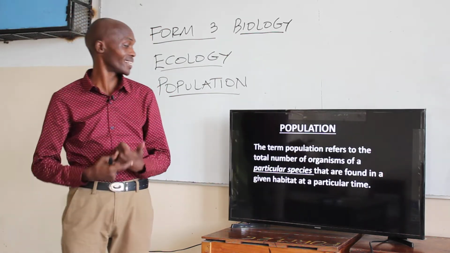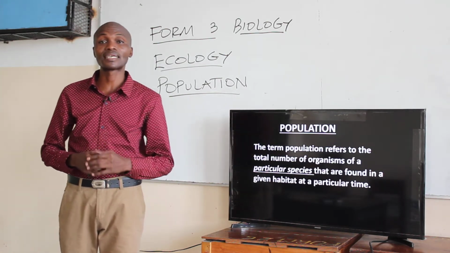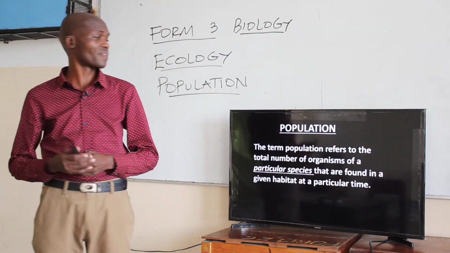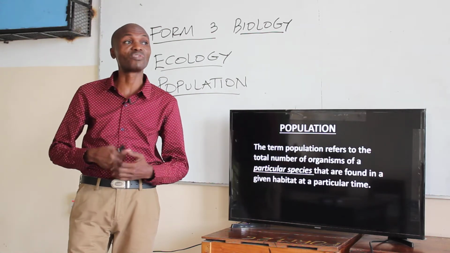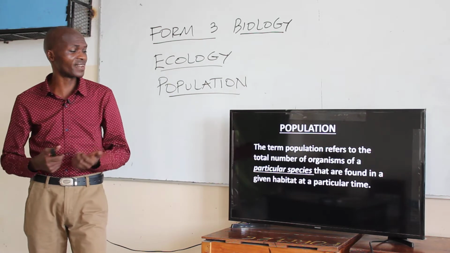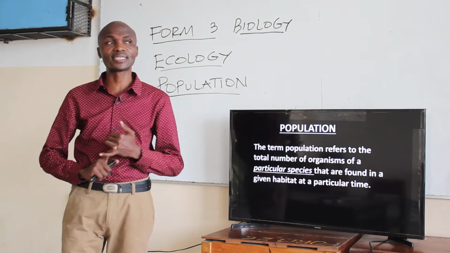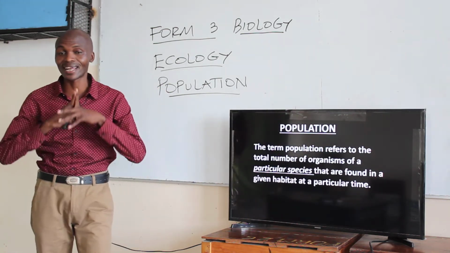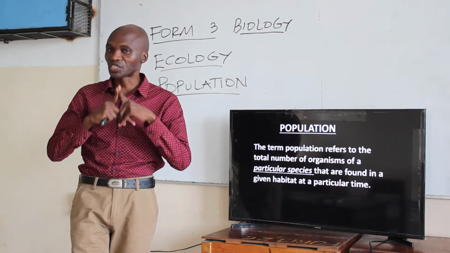We need to define the term population. We defined this term previously under the terms that are normally used in ecology. So we define population as the total number of organisms of a particular species that are found in a given habitat at a particular time. The key thing you need to note is we are looking at the total number of living organisms, that is both plants and animals, and bear in mind a specific species.